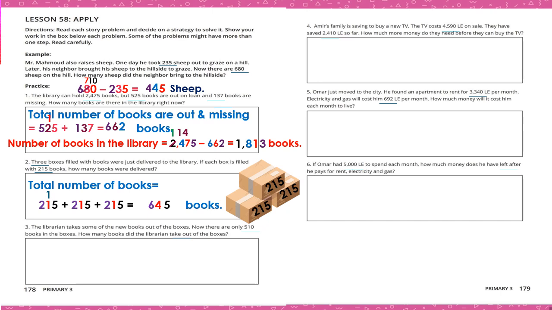Here we have 645 and 510. So the number of books taken out of the boxes is 645 minus 510. Ones with ones, 5 minus 0 equals 5. 4 minus 1, can you take 1 from 4? Yes, equals 3. 6 minus 5, 1. So the result is 135 books.